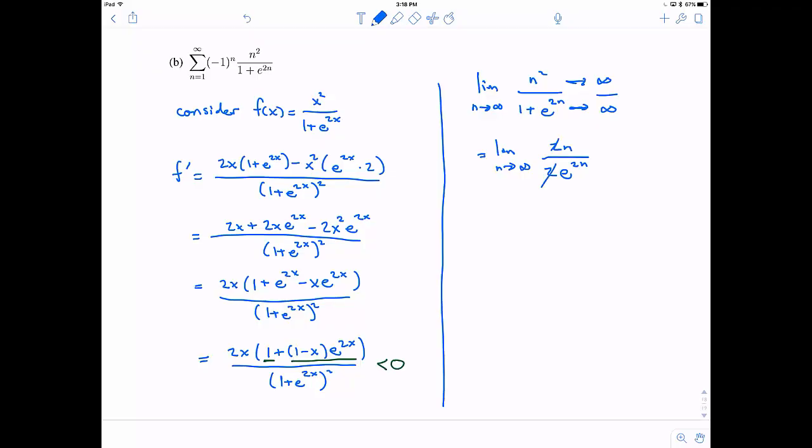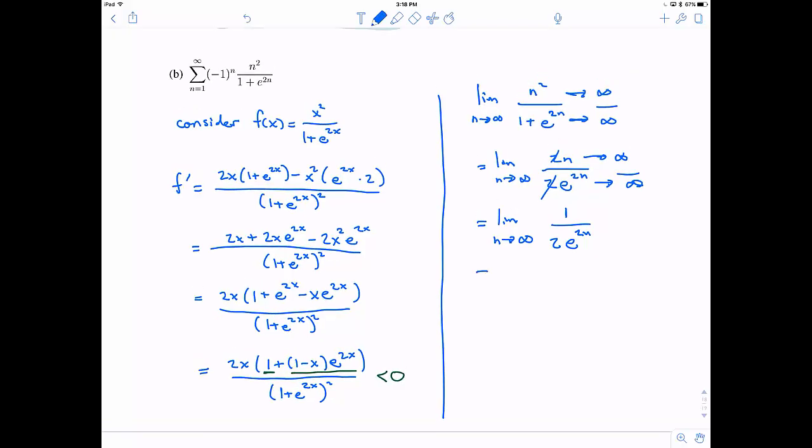A little bit of cancellation here. And looking at this, well, they both still head towards infinity, so we still have an indeterminate form of infinity over infinity. So L'Hopital's rule again, and now we get 1 divided by, this is going to be e to the 2n and then 2. And now as n gets very large, we can see that this approaches 0.